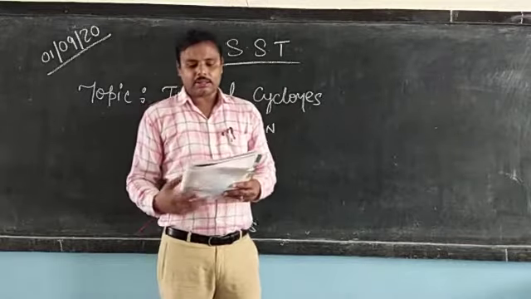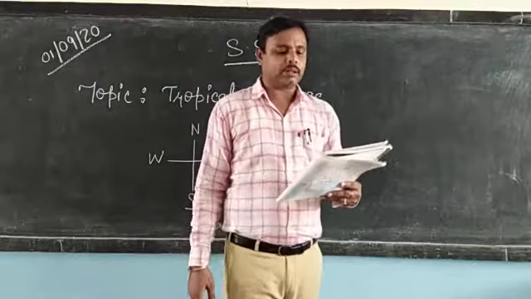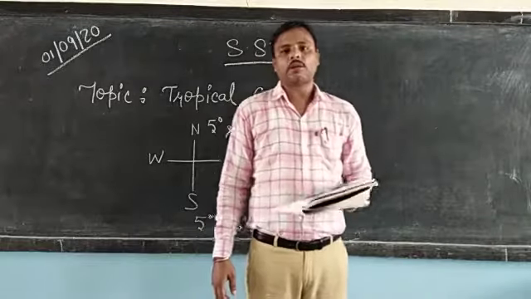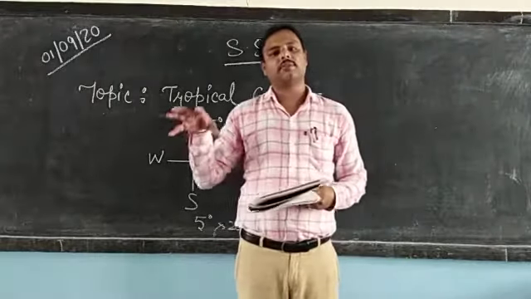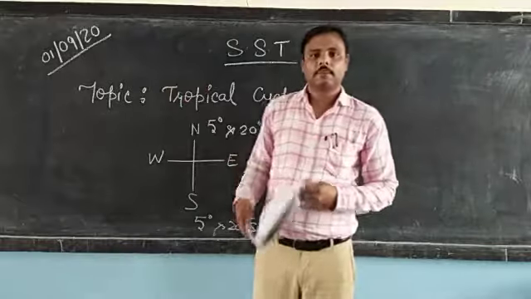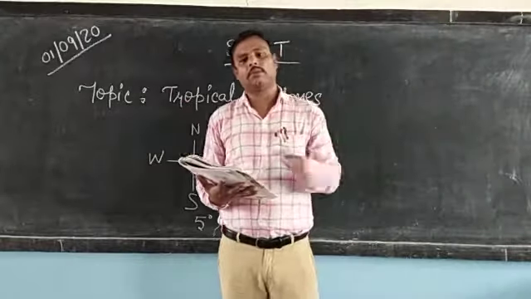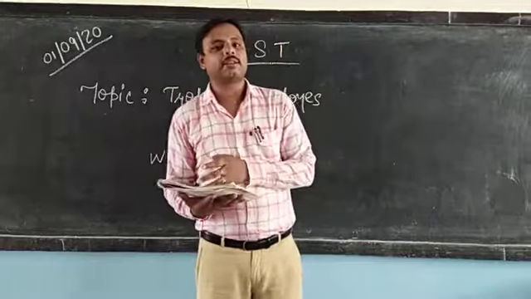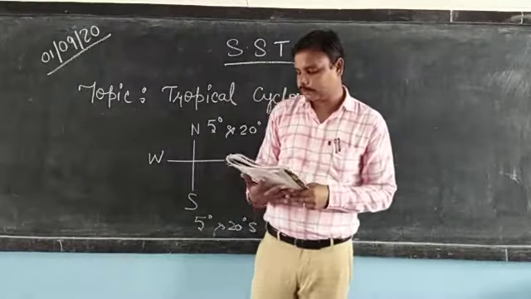The fourth is, the cyclones are often accompanied by torrential rains which cause floods. Torrential rains are basically rains with heavy pressure. Whenever the wind blows, whenever the storm takes place, and it is followed by a heavy rain, that is called torrential rain.